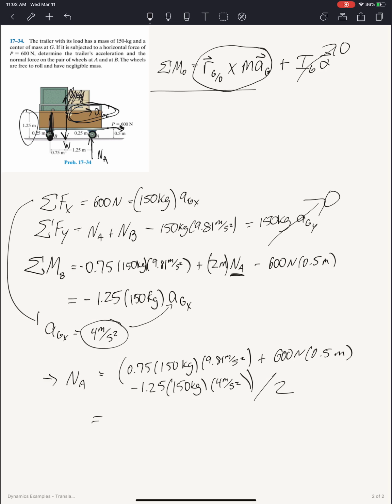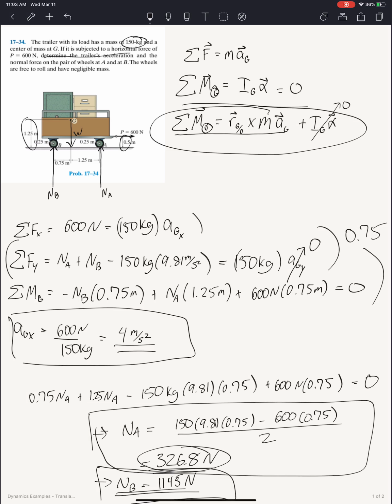I'll throw that into my calculator just to humor myself and honestly check my work from before. I don't have a solution in front of me except for the one I've written, so let's see if I do it this way, if I get the same result. 600 times 0.5 divided by, minus 1.25 times 150 times 4, divided by 2, fingers crossed, I get 326.8 newtons, which, if I go to my previous result, is the same as before.